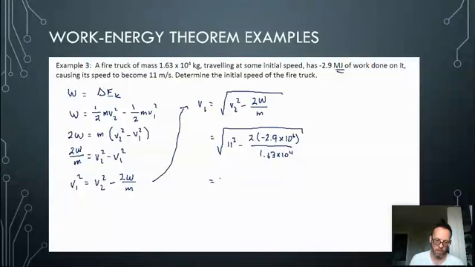So 2 times 2.9 x6 divided by 1.63 x4. We're adding that on and then square rooting. So we should get something larger. So I got 21.8 meters per second, matches what I did earlier. And that seems pretty reasonable. We've got the initial speed of the fire truck. So just playing around with the work energy theorem, a couple of review examples in the books.